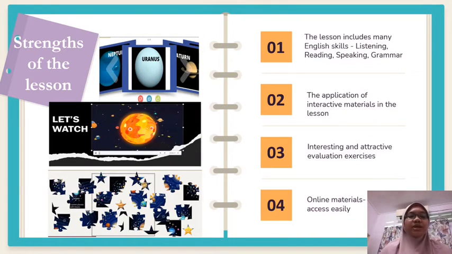Okay, so the first part is the strengths of the lesson. I have listed 4 strengths of the lesson. The first one is that the lesson includes many English skills, which are listening, reading, speaking, and also grammar. This is a very important part because it is an advantage that in just one lesson, it already includes almost all the skills in the English subject. For listening, reading, speaking, and grammar, I will explain about the activities later.